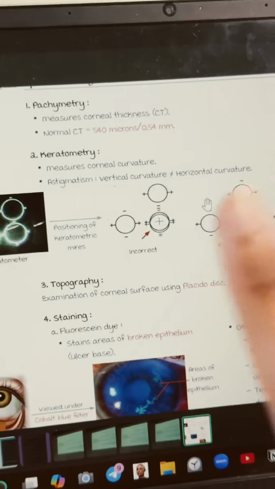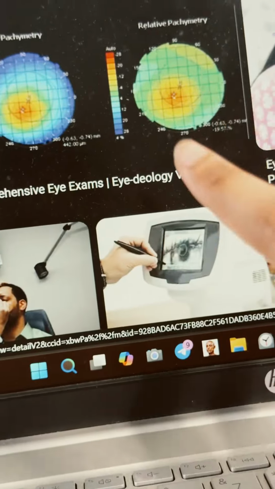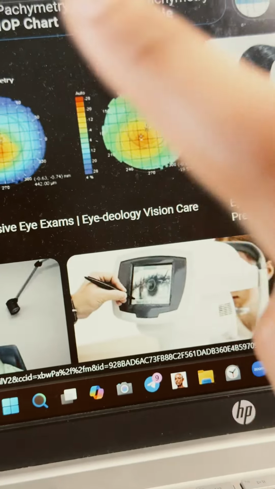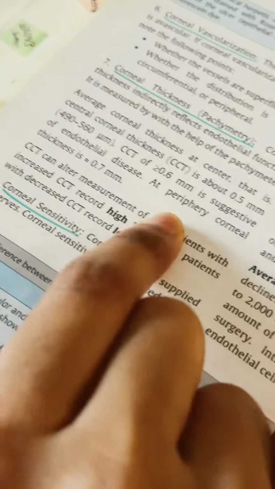Main investigations to do in a case of corneal pathology are corneal thickness, corneal curvature, and corneal surface. For thickness, you can do pachymetry. Mainly central corneal thickness, or CCT, is important for us. It is 0.5 mm in normal cornea, which is increased in endothelial disease or high IOP.